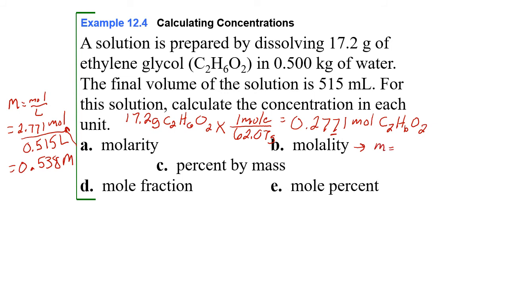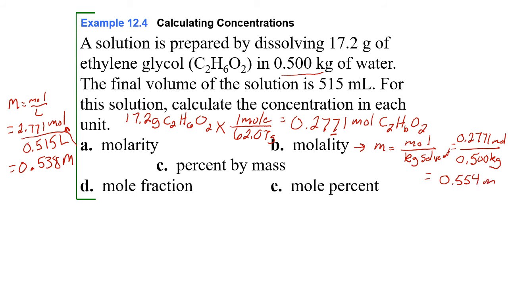Now, if we want to calculate molality, molality is equal to the amount of the solute in moles divided by kilograms of solvent. So if we want to find our molality, that is equal to the moles that we found divided by the kilograms of water. And so our molality, 0.554 molal. So notice these numbers are not quite the same because we're using different quantities in the denominator.